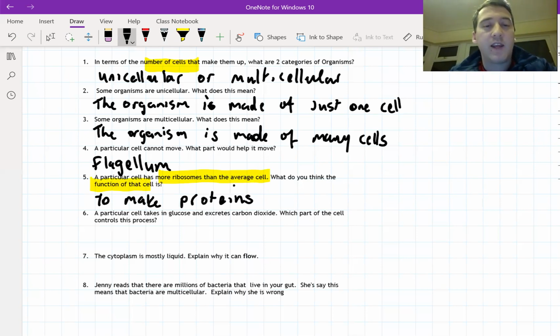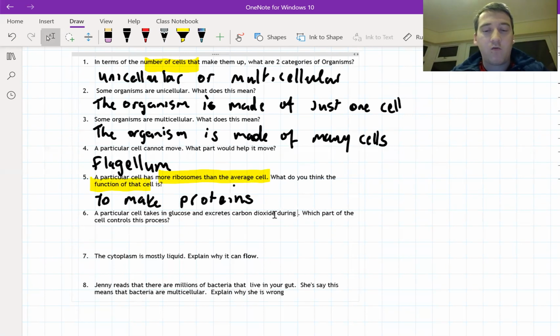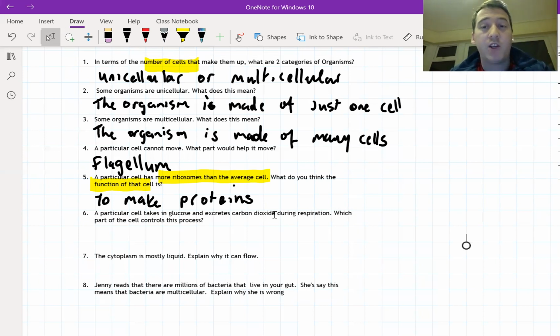A particular cell takes in glucose and excretes carbon dioxide. All right, I'm going to have to give you another clue there. There's not enough information for you guys there. So I'm going to add in something else. I'm going to give you a word, respiration. Okay, so I've given you an extra clue. So a particular cell takes in glucose and excretes carbon dioxide during respiration.